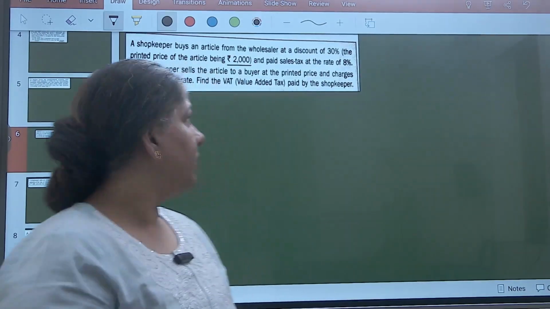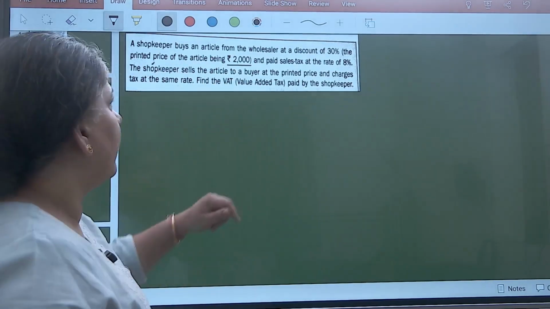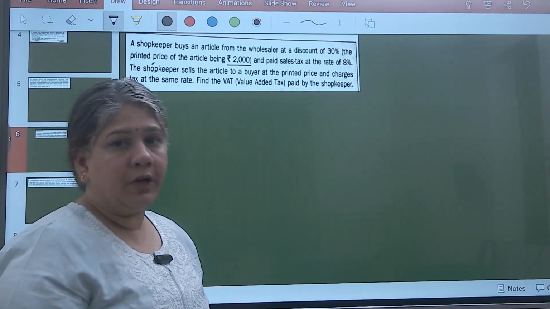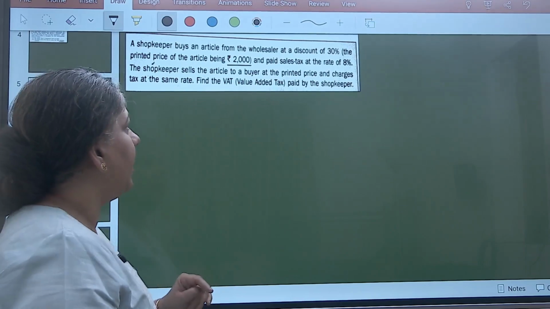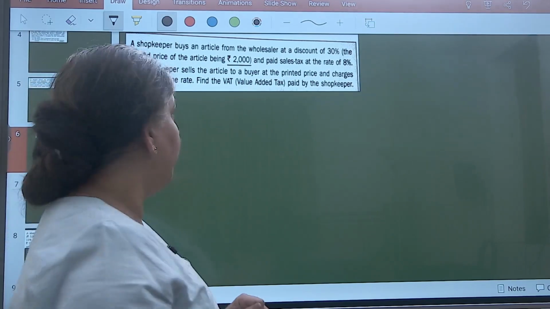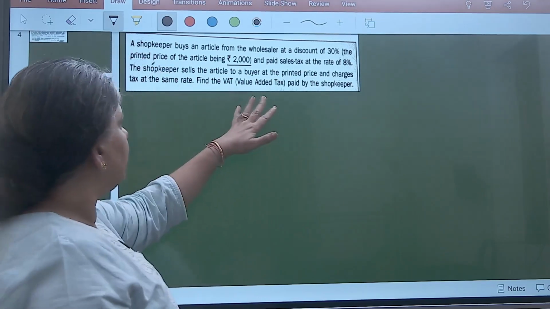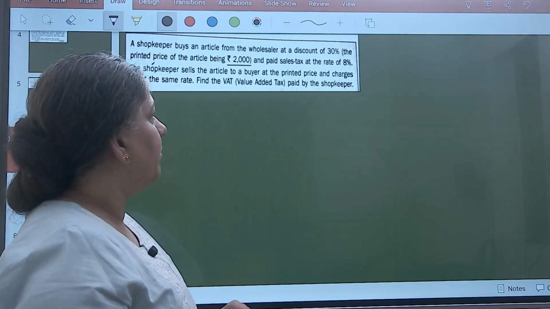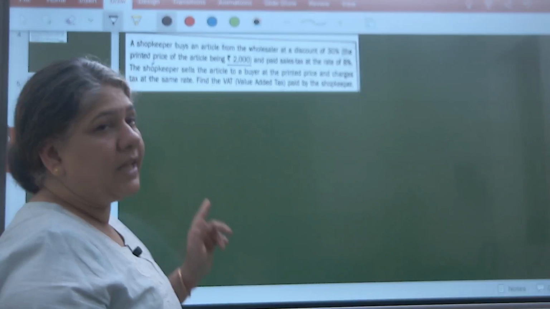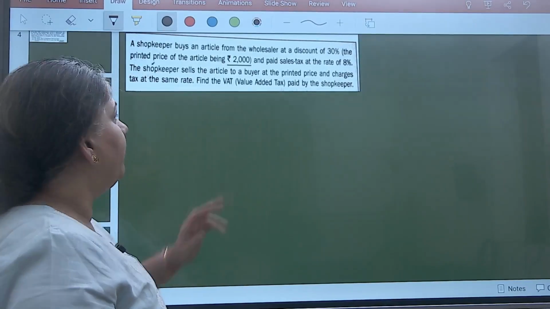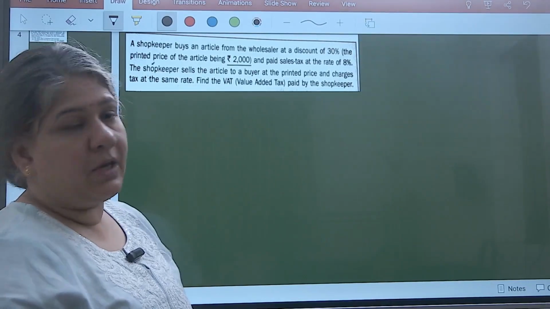First question is, a shopkeeper buys an article from a wholesaler at a discount of 30%. The printed price of the article being 2000 and paid sales tax at a rate of 8%. The shopkeeper sells the article to a buyer at the printed price, that is 2000, and charges tax at the same rate, that is 8%. Find VAT paid by the shopkeeper.